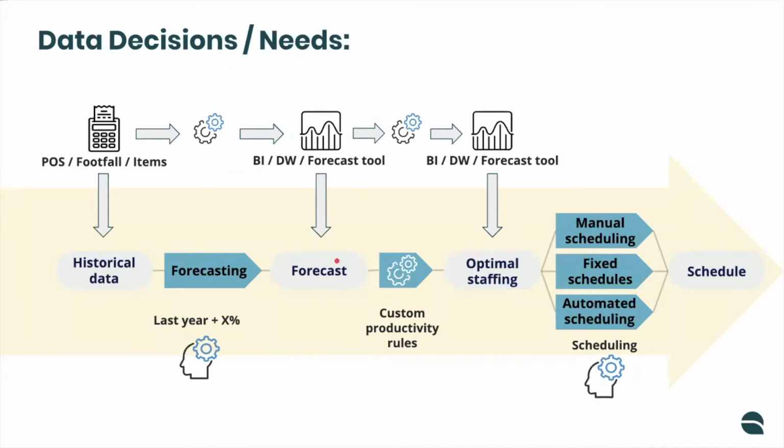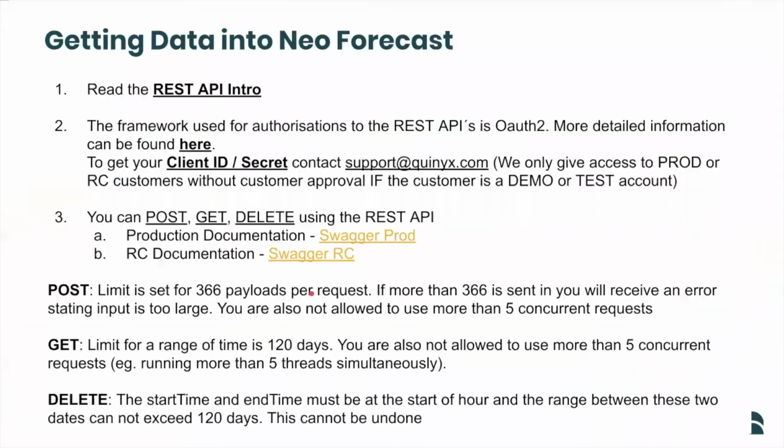Again, we then join that same journey, cutting out the historical data in the forecast side, and then creating productivity rules, optimal staffing, and ultimately my schedule. Of course, you can combine those two just to make sure everyone is aware. You can, of course, post actual data to be viewed in the system, but not actually forecast on it. So you can have both actual data and forecast data from external systems if you wanted to do that.